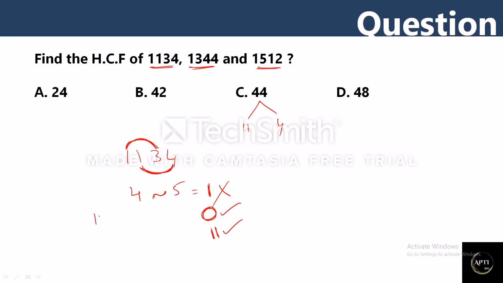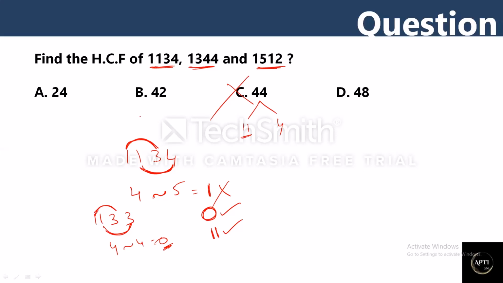Let me give you one small example. Let's consider 1133. Here the alternate numbers: 1 plus 3 is 4, and again 1 plus 3 is 4. What is 4 minus 4? 0. So when we are getting 0, 1133 is divisible by 11. Like that we have to consider. So this number is not divisible by 11. If any one of these numbers is not divisible by a divisibility rule, that option cannot be our final answer. So option C is eliminated immediately.